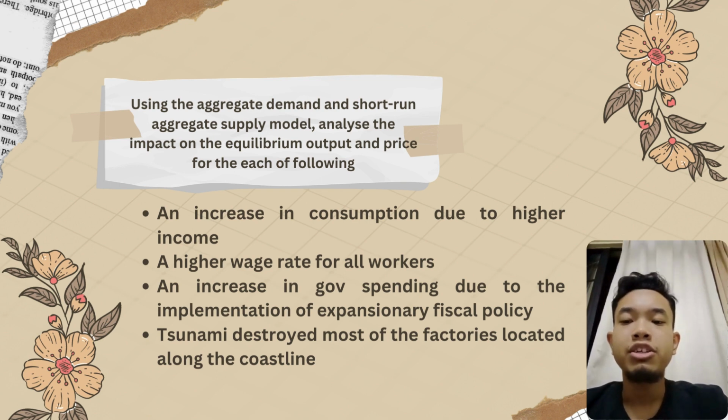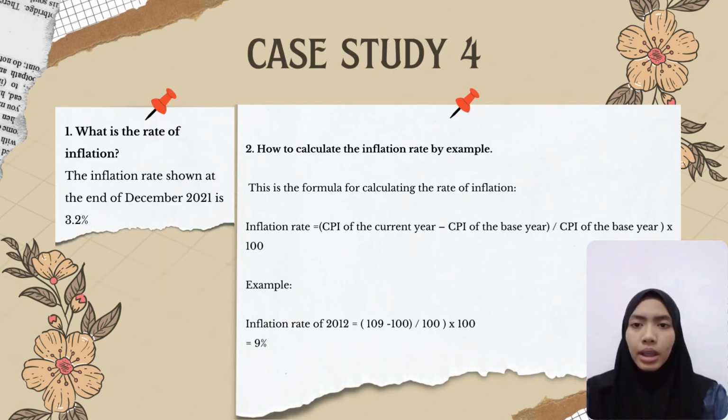D. The destruction of factories reduces short-run aggregate supply, causing a decrease in equilibrium output and an increase in the price level in the short run. The supply shock disrupts production and leads to higher price due to reduced supply. I will discuss article number 4. Question number 1. What is the rate of inflation?